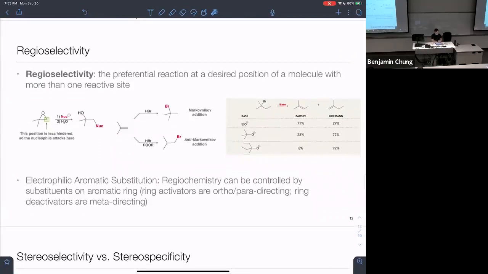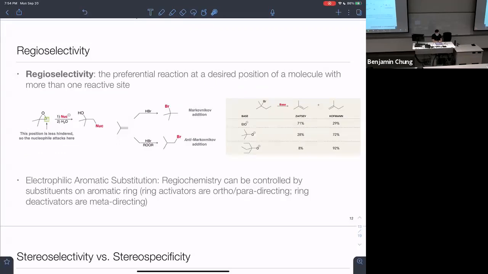So regioselectivity, you've come across several reactions that are regioselective. And that essentially just means preferential reaction at a desired position of a molecule with more than one reactive site. One good example of that is epoxide ring opening. The nucleophile selectively attacks at this position because it's less hindered. Even though we could theoretically attack at this position here, that doesn't happen. So this is one example of a regioselective epoxide ring opening reaction.